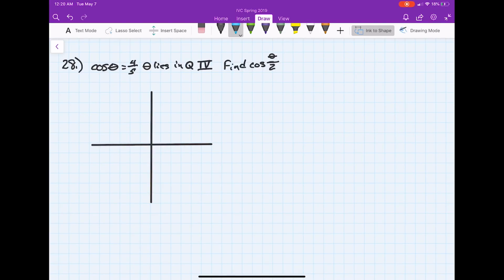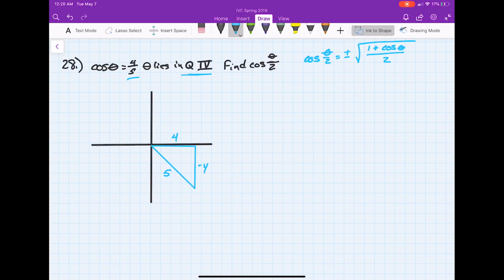So on to 28. It's almost the exact same problem. It's just a little bit different numbers. We're given cosine this time, but we're finding cosine of the half angle. So our cosine half angle identity again: cosine half angle equals plus or minus square root of 1 plus cosine over 2. Now, since they're giving us cosine and it lies in quadrant 4, this is where it's going to be.